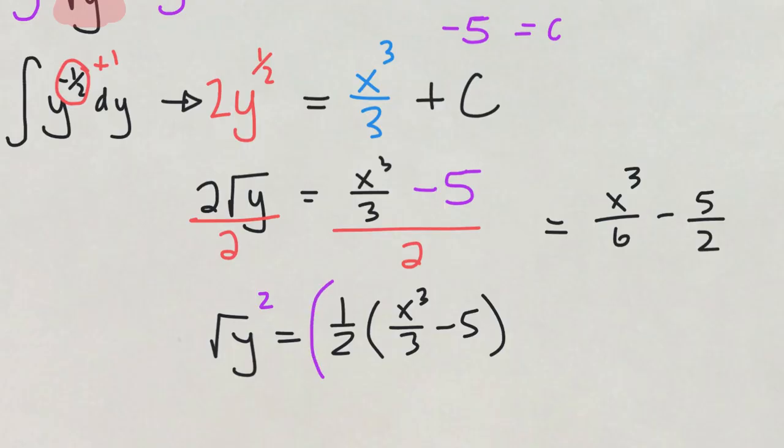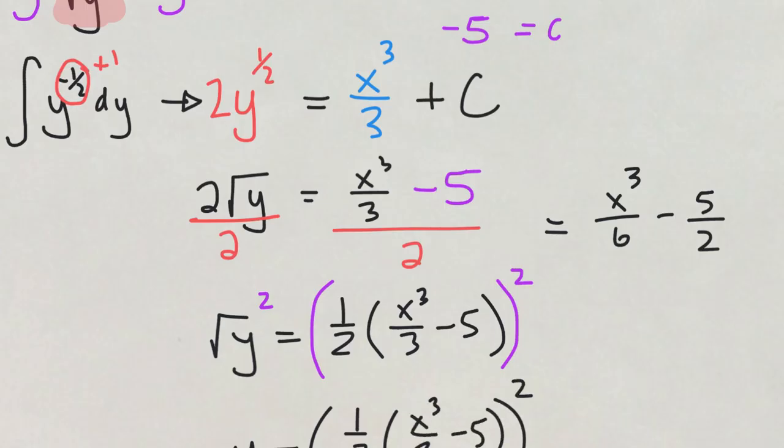square both sides. Now we square one thing, so it matters where we put parentheses. You have to put parentheses in the correct places. So this would be 1/2 of x cubed over 3 minus 5, squared. That's one way that you could write this.